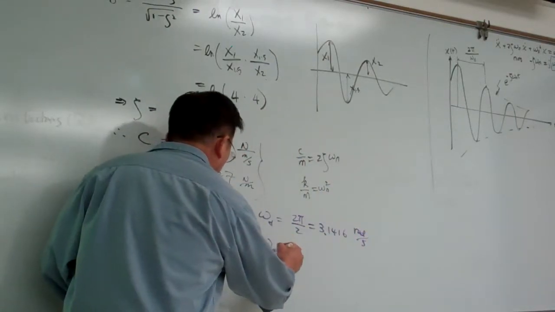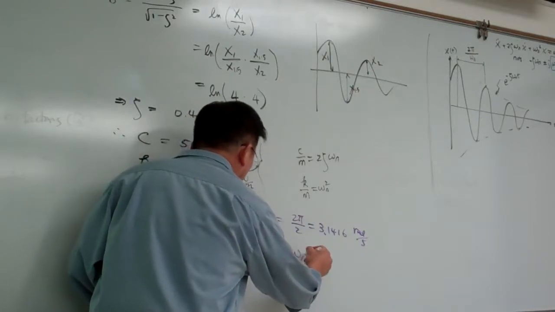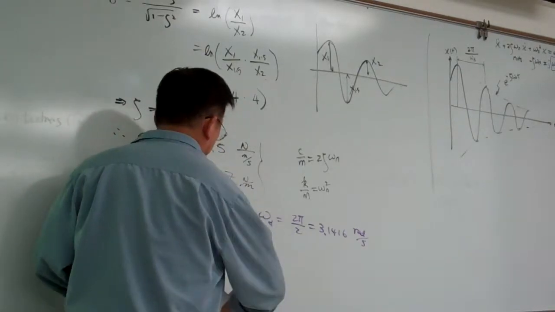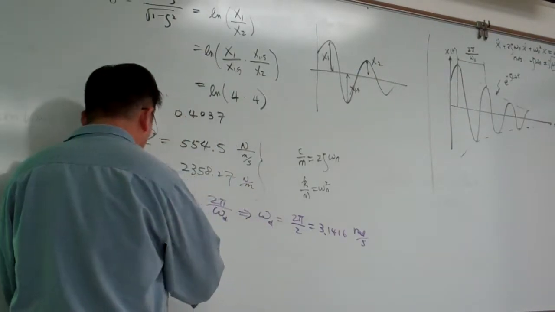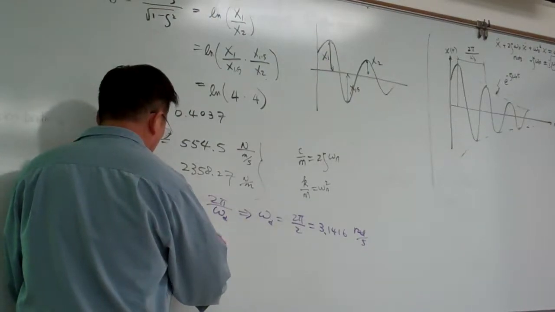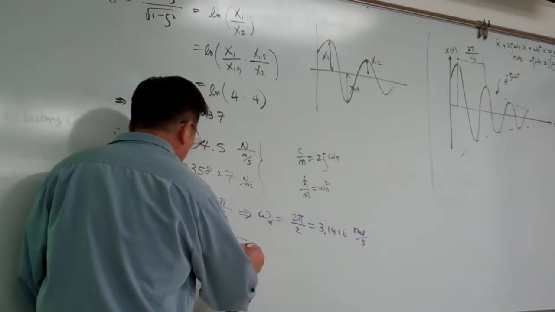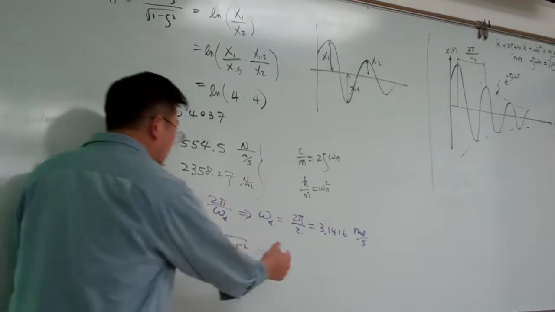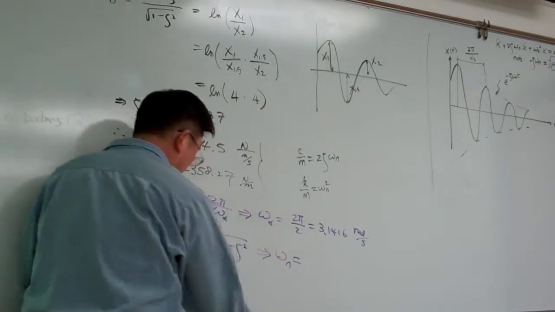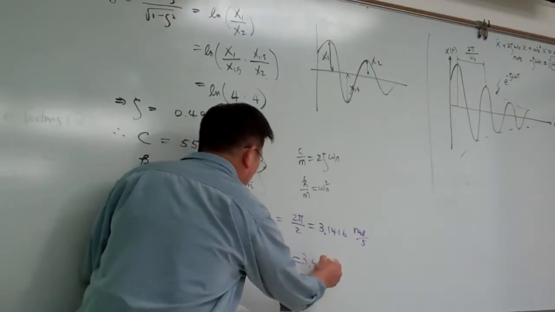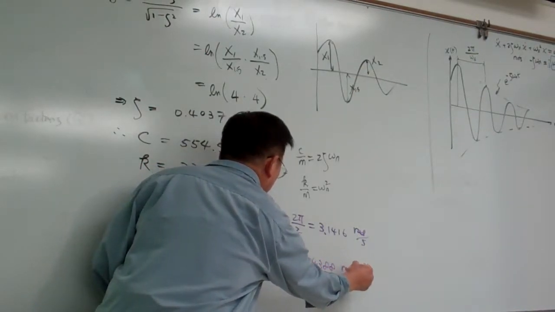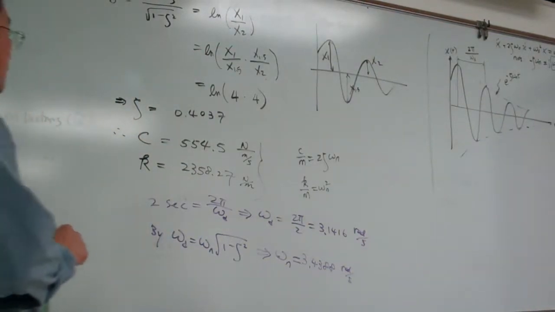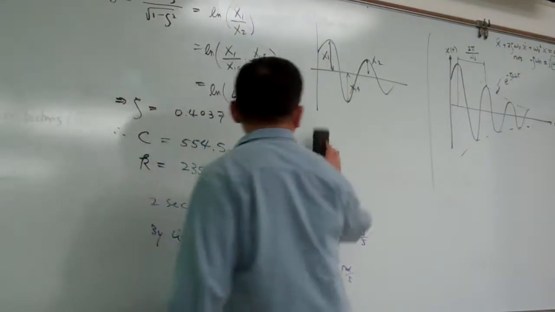So therefore, omega d equals omega n times this factor. And we already have the damping ratio calculated, so we can determine omega n. So omega n will be equal to 3.3388. Okay, so we have almost everything ready here, so we can begin to focus on these calculations.